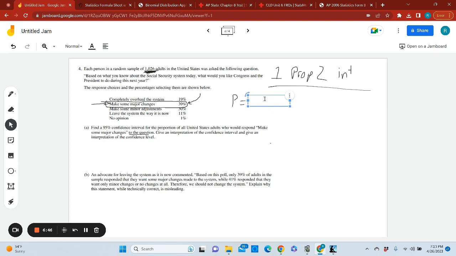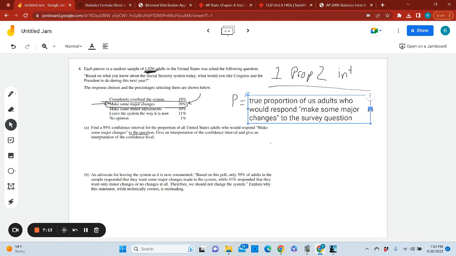P. I want P to equal the true proportion of U.S. adults who would respond, make some major changes to the survey question. Okay, that is what we are trying to estimate, the true proportion of adults who would respond this way when they were asked this question.